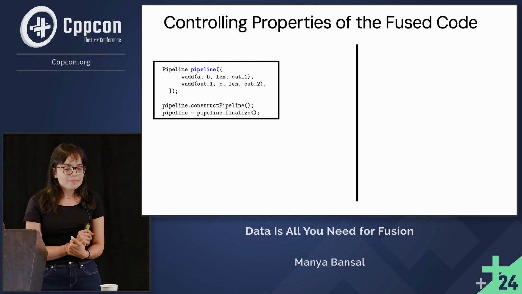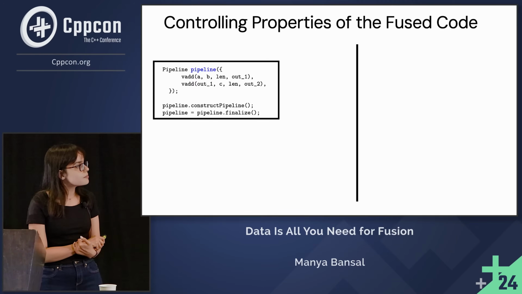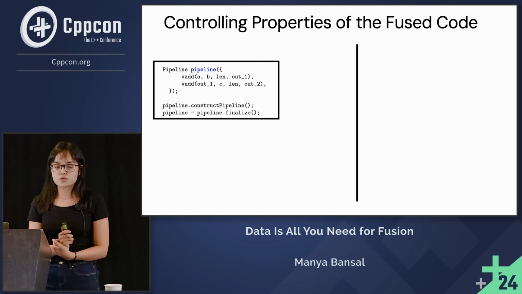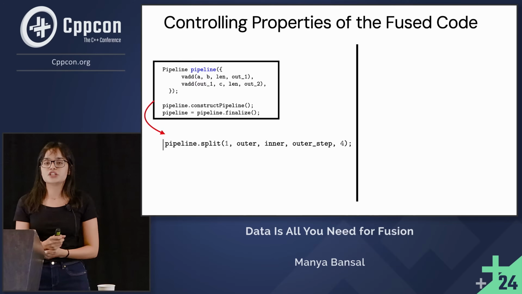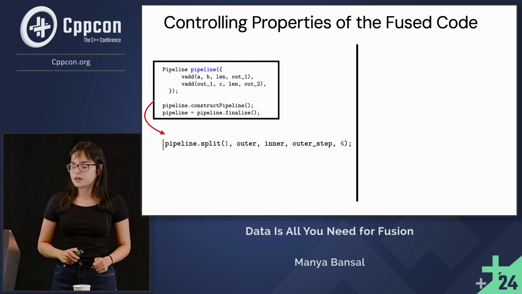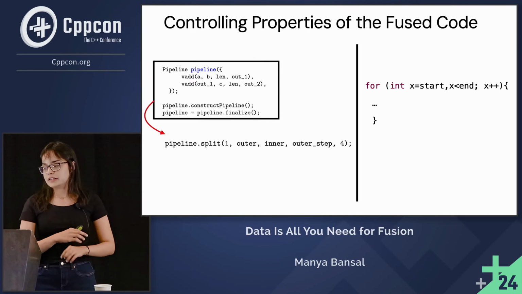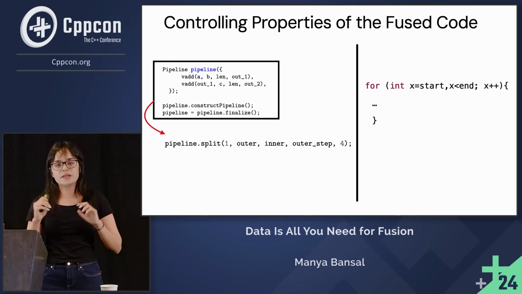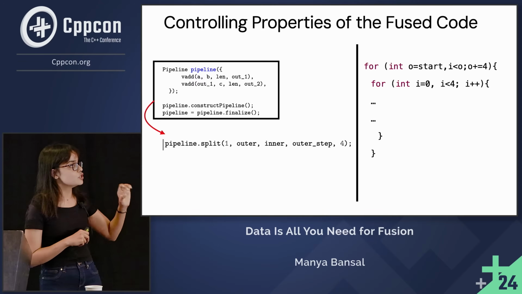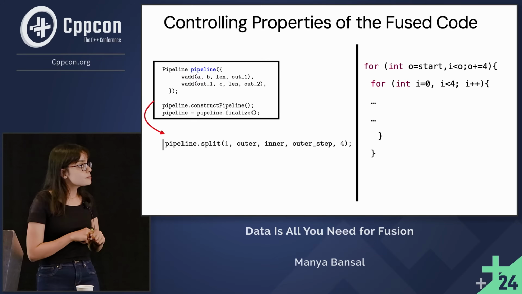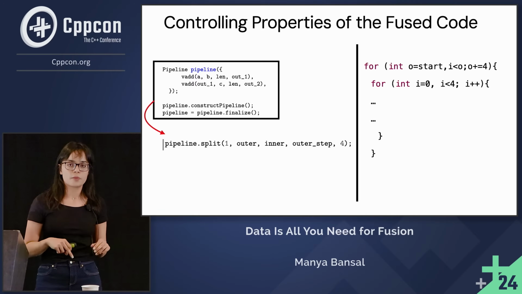So let's go back to the pipeline that I showed you, just that simple vector-vector pipeline. The first property of fused code that you can control is that you can choose to split your loops into an inner loop and an outer loop. Say, for example, I just have a naive outer loop being generated. I can split that loop into two parts, an outer loop and an inner loop. This is important because this helps you further tile your computation.